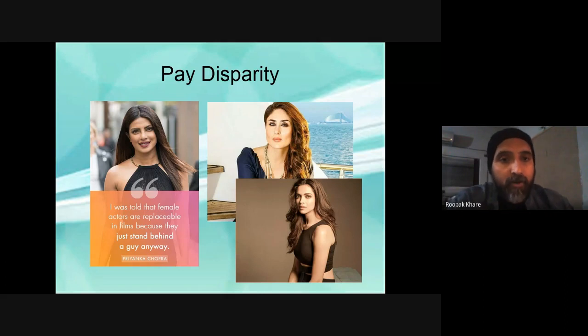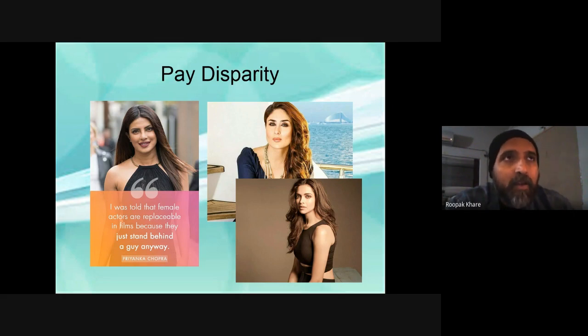These are some top Indian movie actresses. Priyanka Chopra, now she is known the world over. She's now working in Hollywood. Kareena Kapoor and Deepika Padukone. All three of them at different instances have expressed their concerns about pay disparity in the movie industry between women and men. But this exists not only in the Indian film industry, it exists almost everywhere in the world, in almost all the companies. At the higher positions, they often hire men and not women.